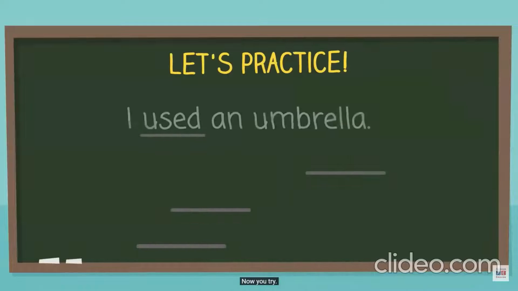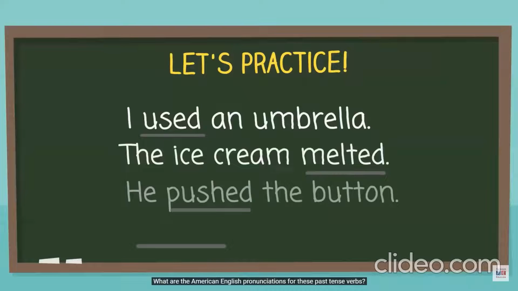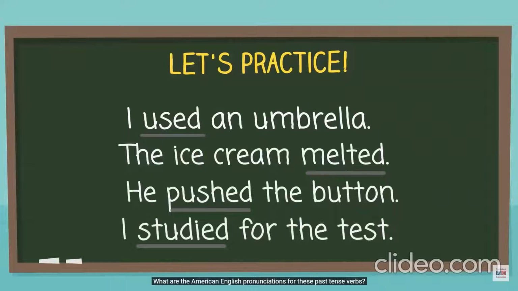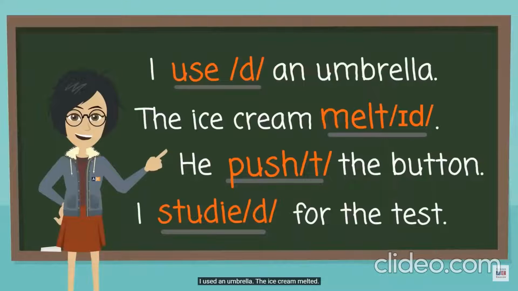Now you try. What are the American English pronunciations for these past tense verbs? Click pause to try the activity and press play when you are ready to continue. I used an umbrella. The ice cream melted. He pushed the button. I studied for the test.